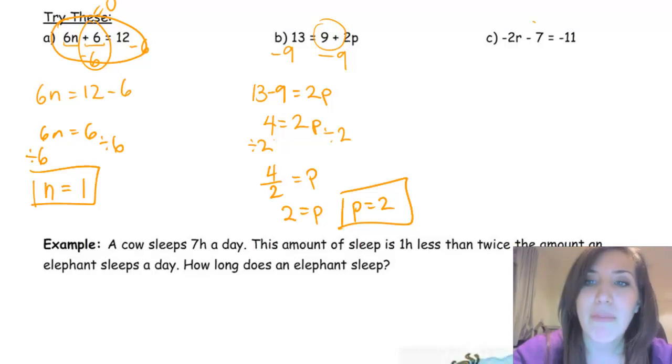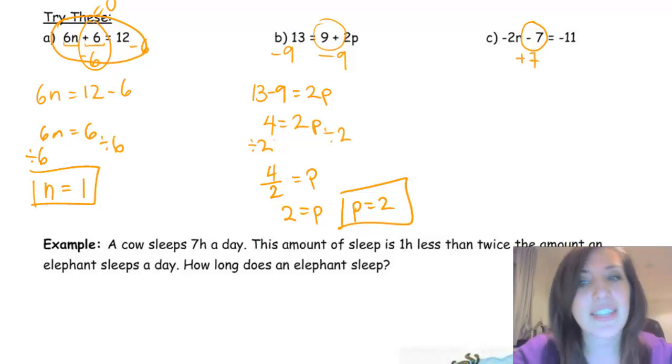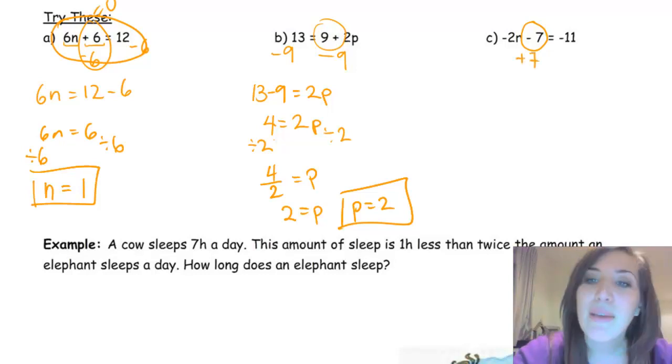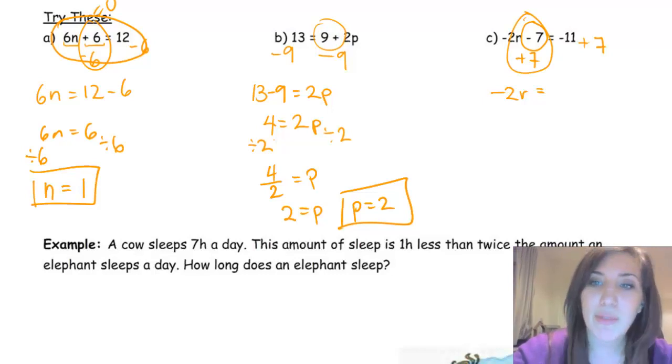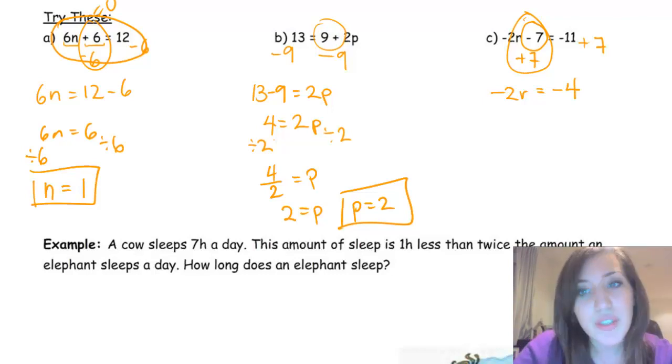We have minus 7 and then negative 2 times r. So I'm going to add 7 because the opposite of subtraction is addition. Then again, if I do it to one side, I have to do that to the other side. So negative 2r, this equals out to plus or minus 0. Negative 11 plus 7 is negative 4. So now I have negative 2 times r.